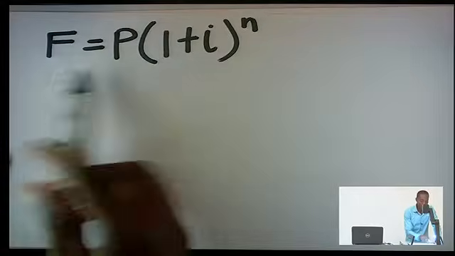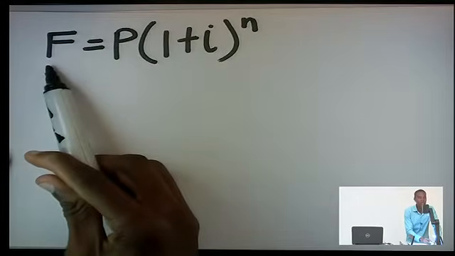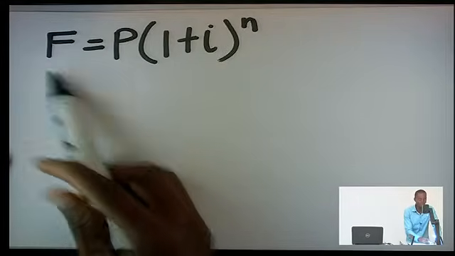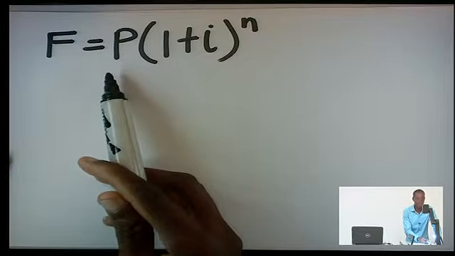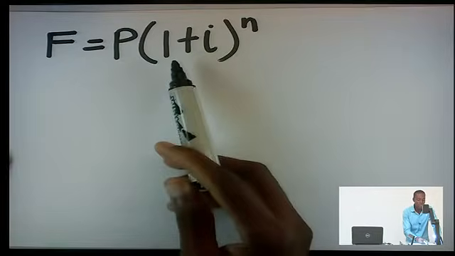Now, if I have this expression, F, which is my future sum, which I am looking for, equals P, which is my present value, into bracket 1 plus i.